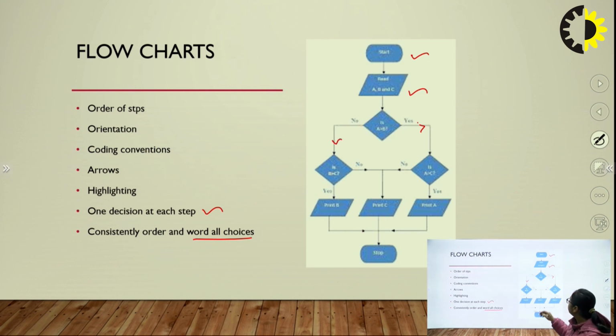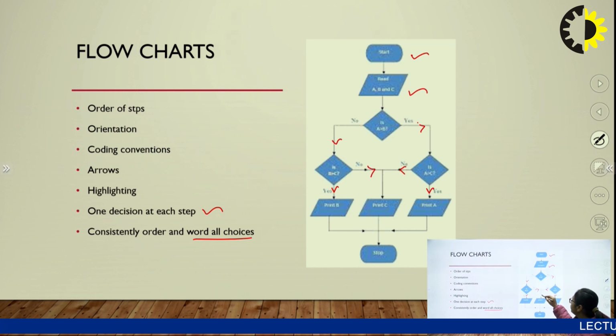Again there is a decision box. If the decision is yes, you have to go this way. If the decision is no, you have to go this way. And again here you have to decide. If the decision is yes, you have to go here. If the decision is no, you have to go here. And if both decisions are no, that means you have to print C.